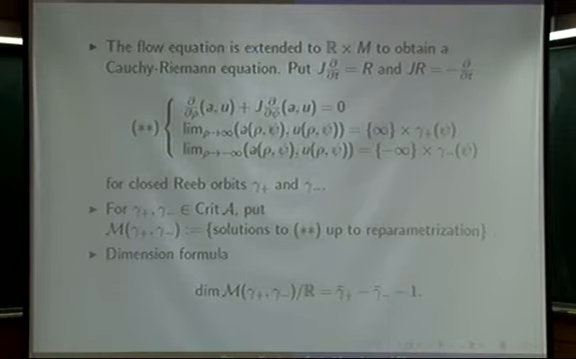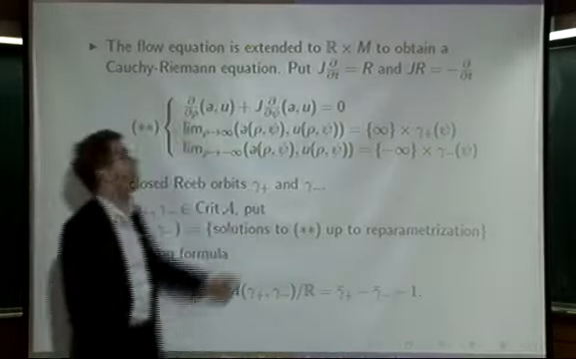However, it looks like a Cauchy-Riemann equation. It's very similar: what happens is that you project to the contact structure, and there it's the Cauchy-Riemann equation. But in the part not in the contact structure, it's something else. So that's not the PDE you want to work with. So what you do instead is you extend this flow equation to R times M. And on R times M you have a genuine complex structure defined on the whole tangent space just by using this definition.